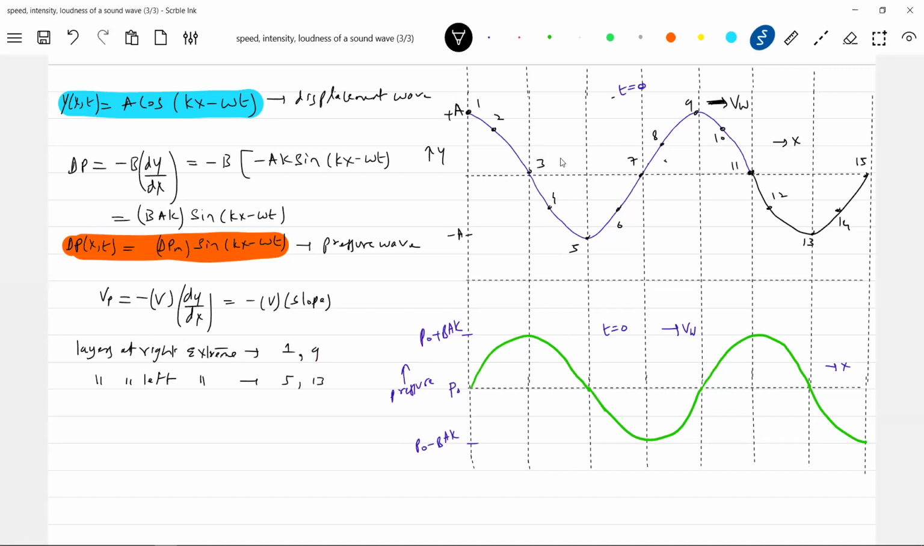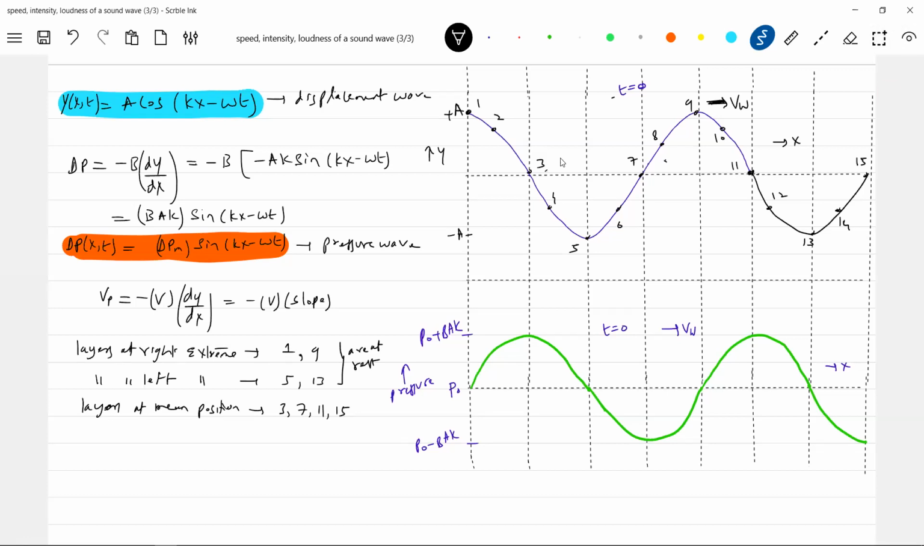I think we have better information. Again, the layers which are at mean position, I think these will also be at rest. Because those which are at extreme should be at rest. No, the layers which are at mean position. Anybody? 3, 7, 11, 15. Okay, good. Now we are in a somewhat better position.